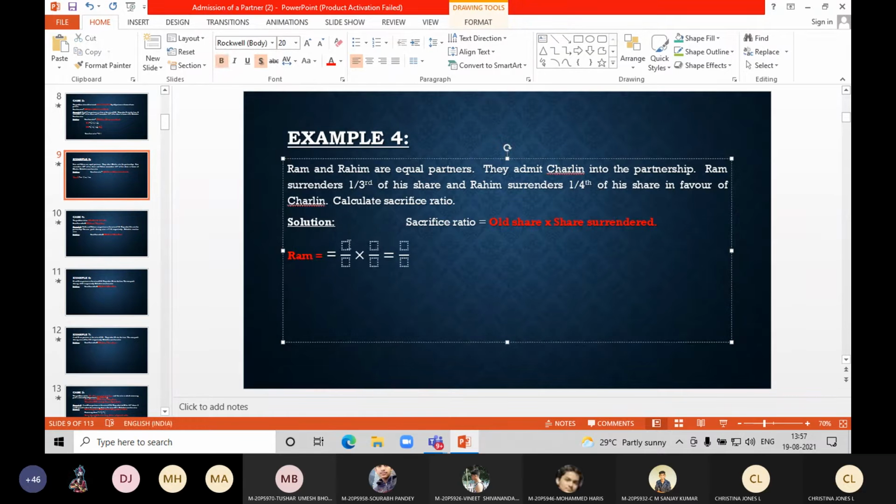Okay, how much is Ram's? Tell me how we'll do. How much is Ram's old share? Ram and Rahim are equal, so 1:1, which means it'll be 1 by 2. How much does Ram want to surrender? 1/3. So how much is that going to be?